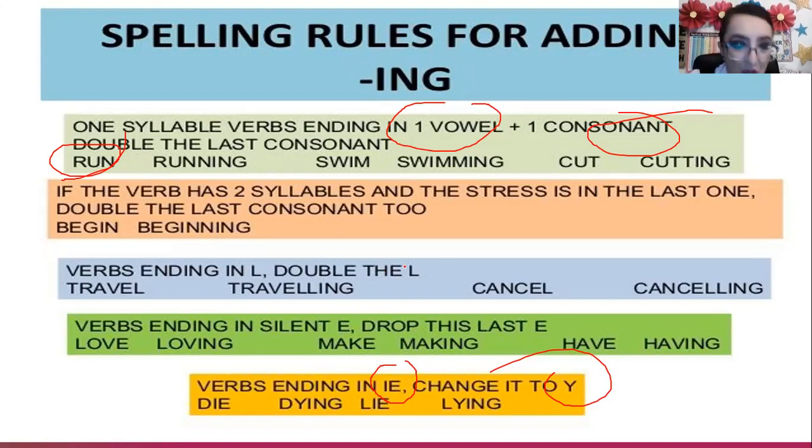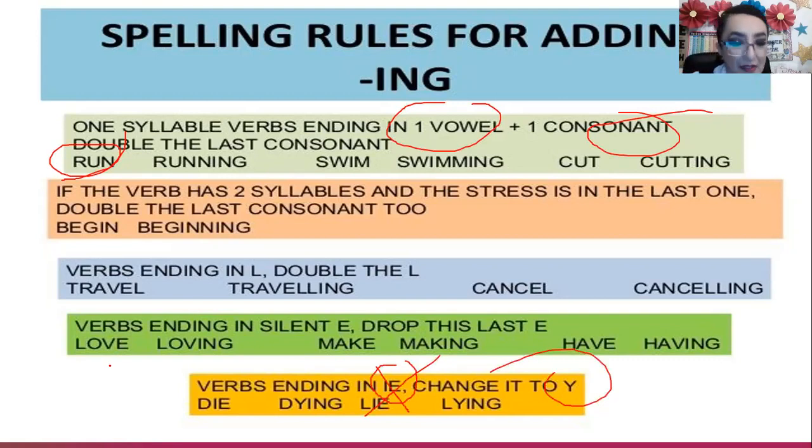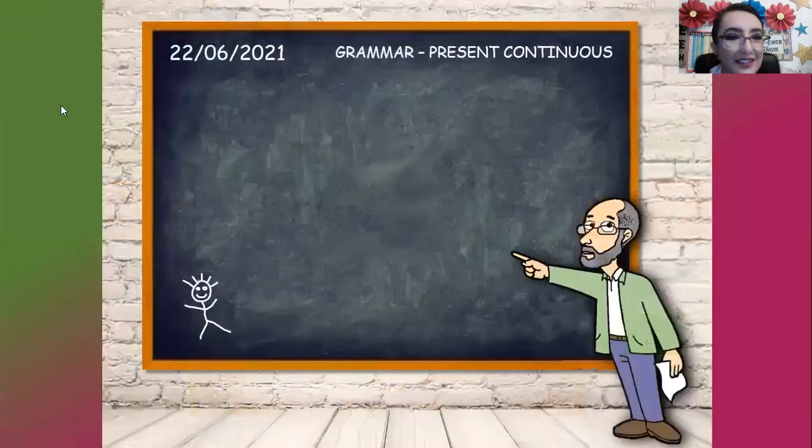Very well. So these rules are going to be super important. But remember that if I have verbs that end with ie, we are going to say goodbye to ie, and we are going to change them into y. Die, dying, lie, lying. That's the reason we have this. What do you think? It is not so difficult, right?